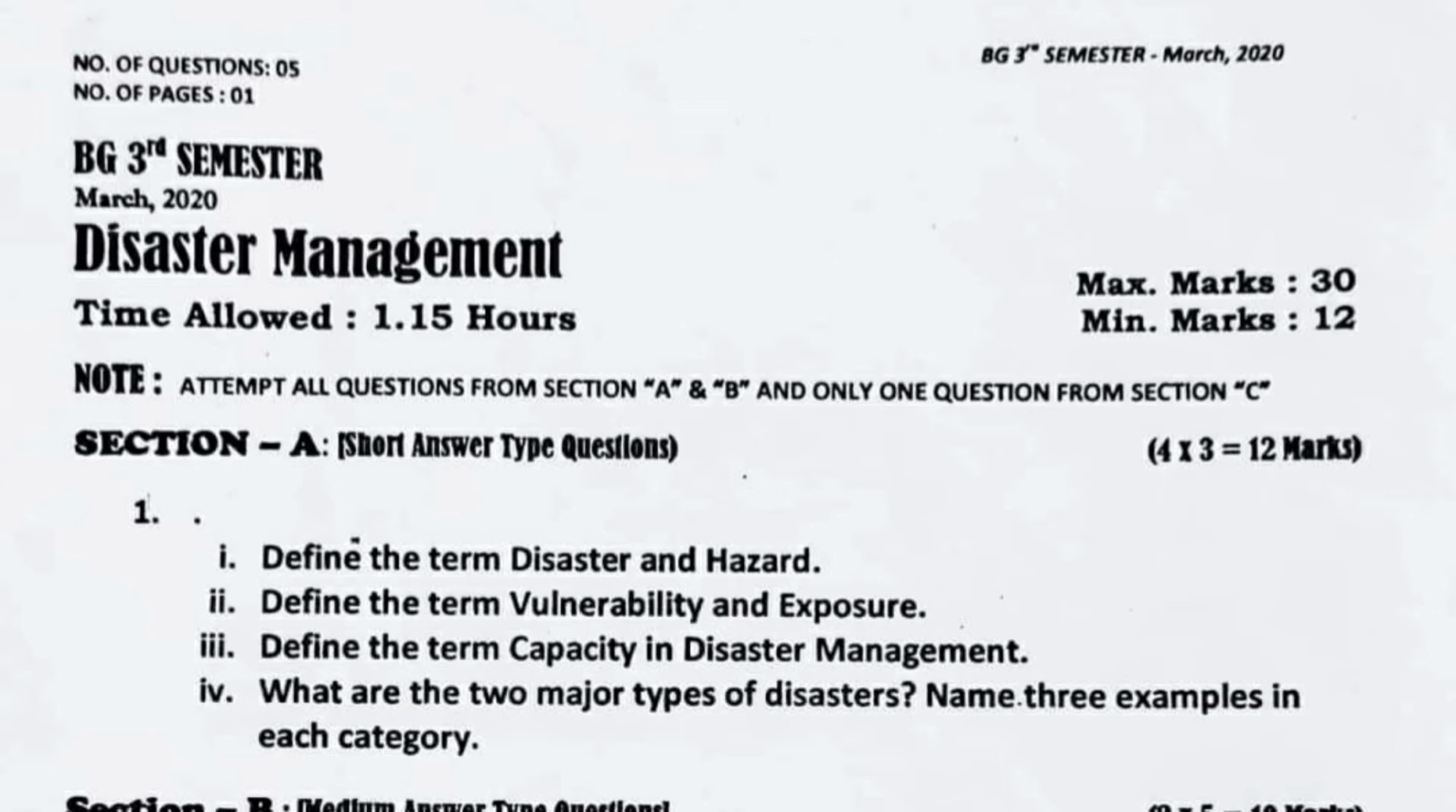Question number 1. Define the term disaster and hazard. Number 2, define the term vulnerability and exposure. Number 3, define the term capacity in disaster management. Number 4, what are the two major types of disasters? Name 3 examples in each category.